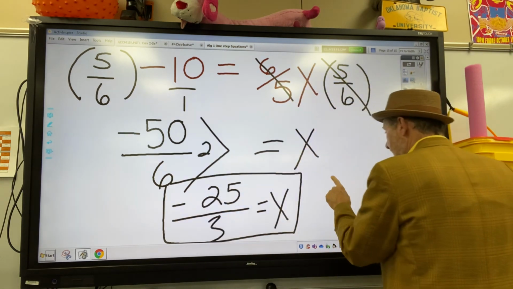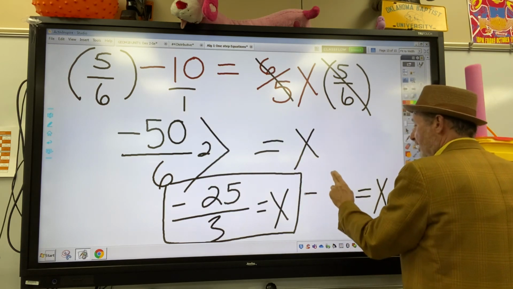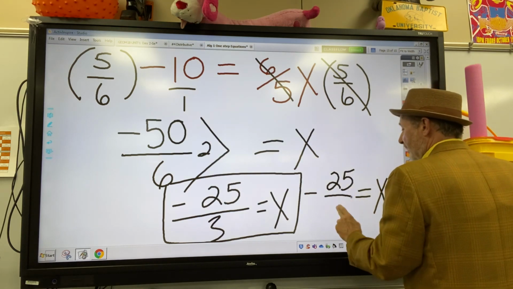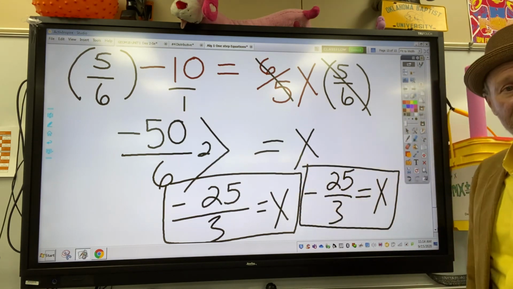Now, like I said, some folks might want to see it written like this, with the negative on the outside: negative 25/3. So that also would be the final answer.